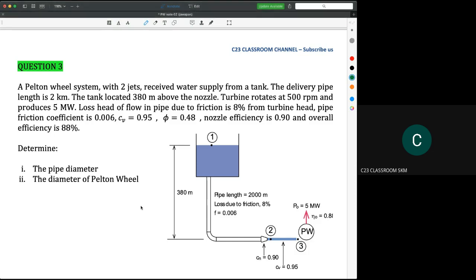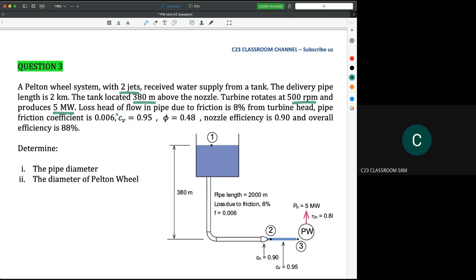This is question 3. A Pelton wheel system with 2 jets receives water supply from a tank. The delivery pipe length is 2 kilometers. The tank is located 380 meters above the nozzle. The turbine rotates at 500 RPM and produces 5 megawatts.